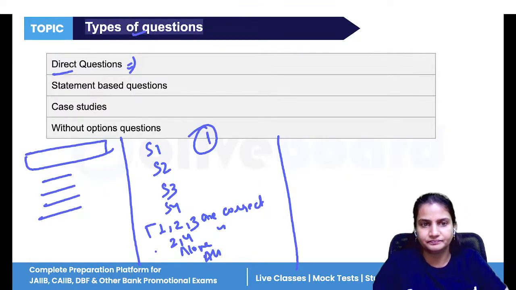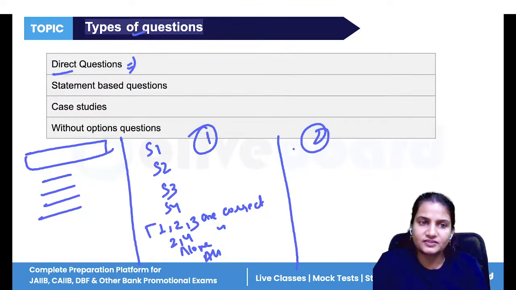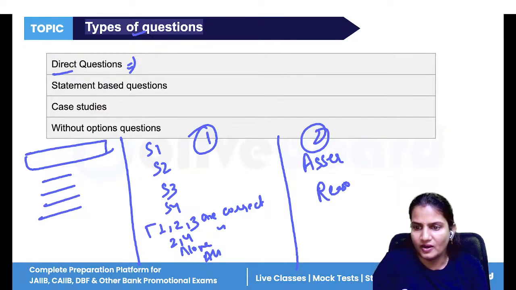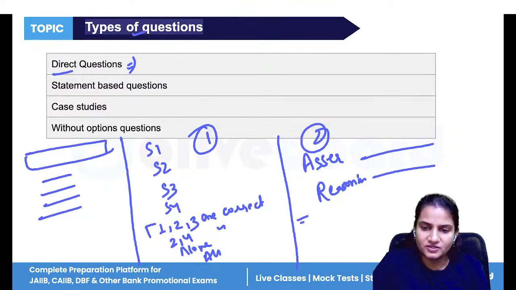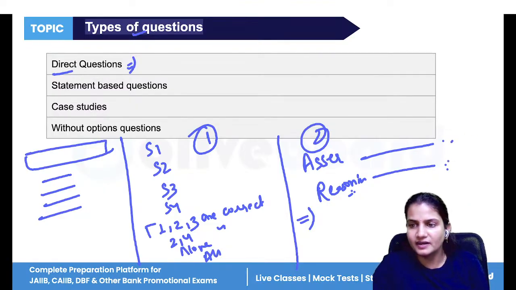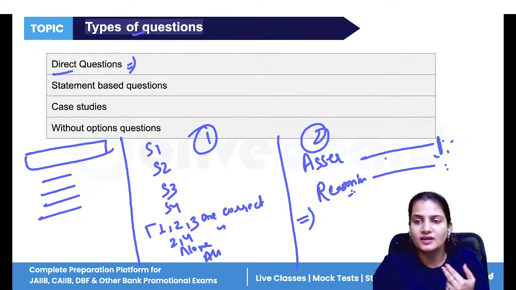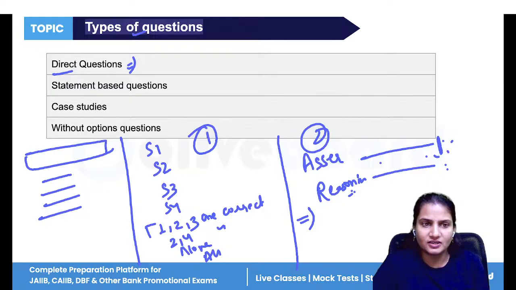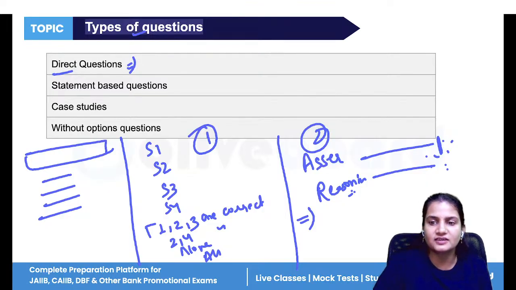The first type. Now, the second type in statement based questions is assertion and reasoning. Assertion is given, and its reason is given. Now, the options would be: assertion and reasoning are correct, and R explains the assertion. Reasoning correctly explains the assertion. So first you have to check that these 2 statements are correct. If these 2 are correct, then you have to find the relation between these 2. Are these 2 statements connected to each other? So that is assertion and reasoning.